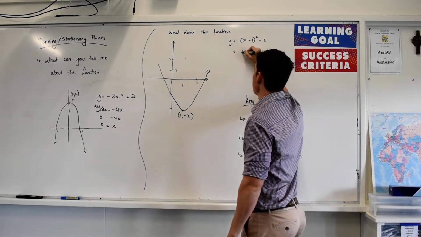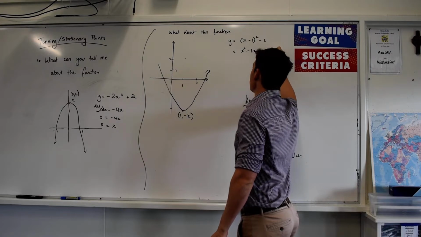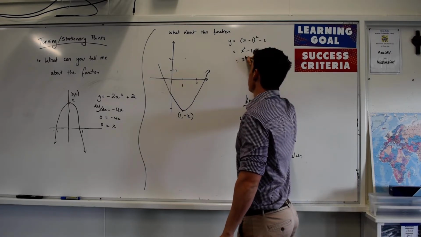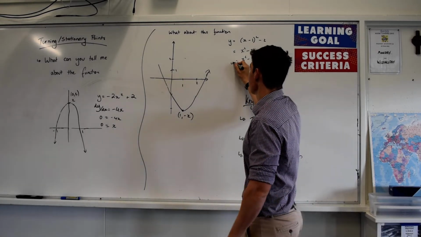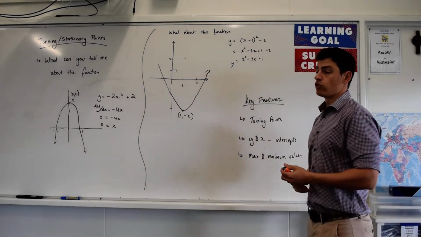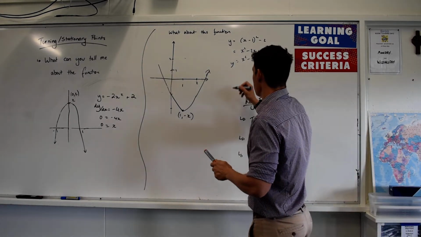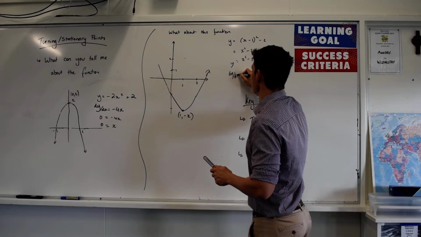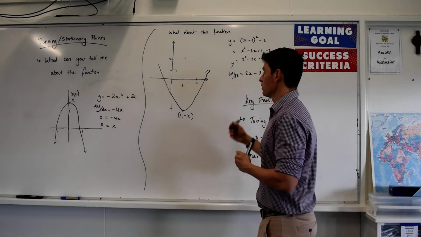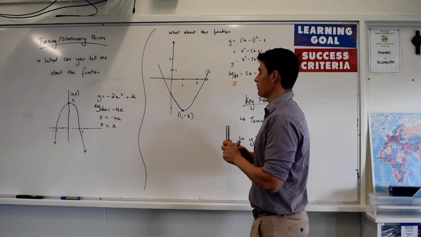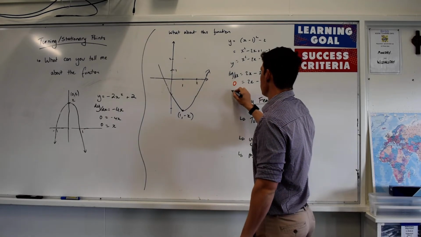Expand it, and I should get x squared minus 2x plus 1 minus 2, which equals x squared minus 2x, take 1. That's my y function. Derive that for me. 2x, take. Running out of room here. 2x minus 2. What do I let that equal? Can I solve for x? Plus 2.